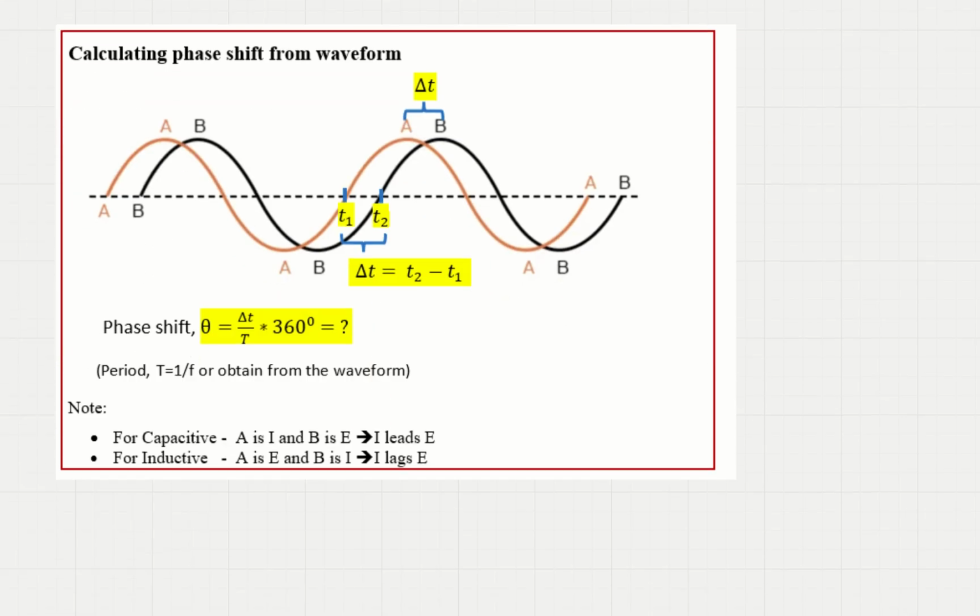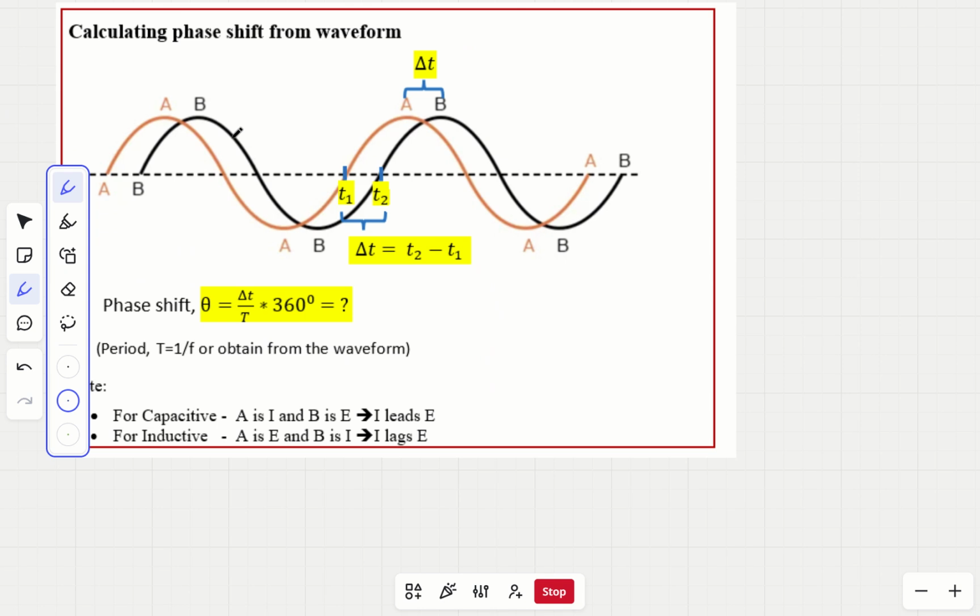In this part I'm going to explain, if you are given the current and the voltage waveform, how to find the phase angle. Let's say this is your current, this is your voltage. Then the time difference between these two waveforms is, you can take any two identical points. For example, these two points, we take the difference here. This is the time difference. You take this time minus this time. You can also take this time minus this time, or this and this. They all will be the same. So here we get the time difference.